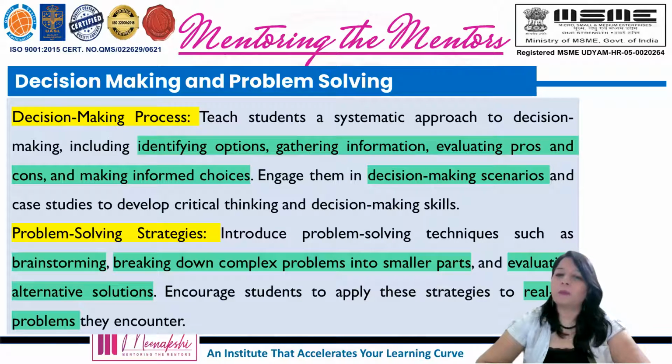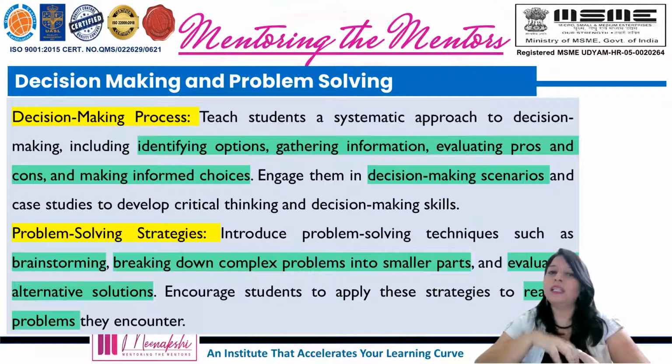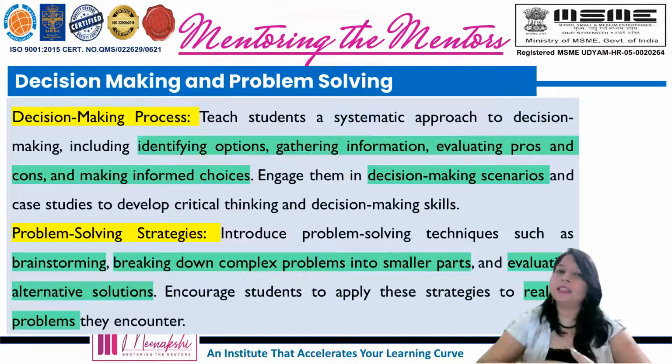Now, if I talk about problem solving, let them brainstorm and break the complex problem into smaller parts. This breaking down of the main problem into the smaller parts is known as computational thinking. Computational thinking, yes. When we divide a bigger problem into the small parts, then they'll be able to focus on each part. They'll be able to analyze and take the steps accordingly.